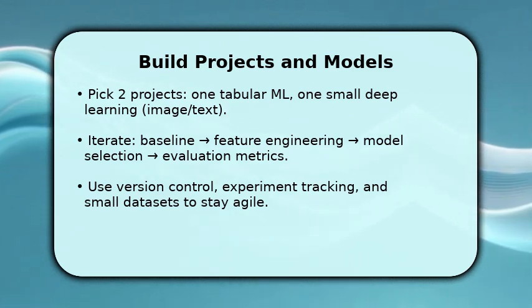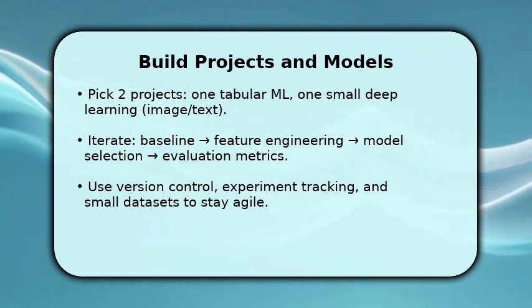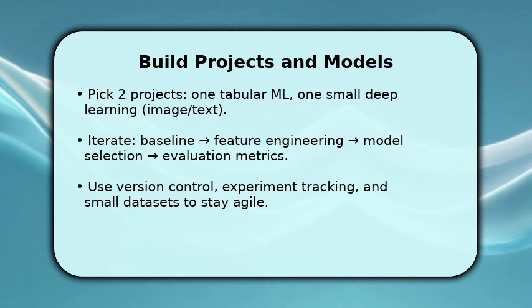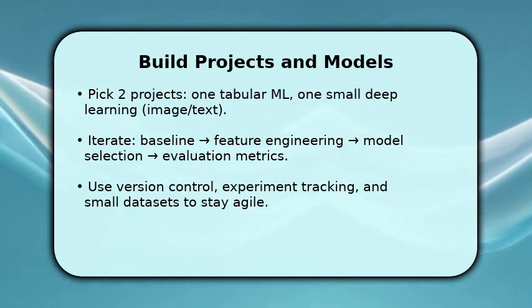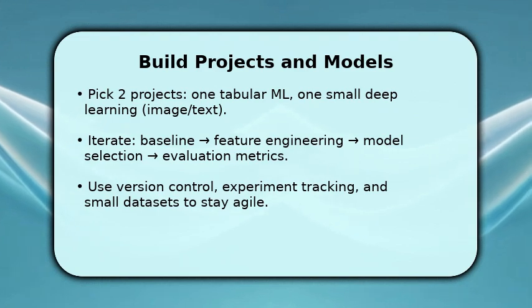Learn evaluation metrics that match your goal so you know what to optimize. Use Git and an experiment tracker to record changes and results. This habit makes debugging and reproducibility straightforward and speeds up learning by reflection.